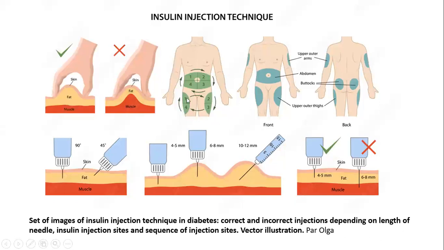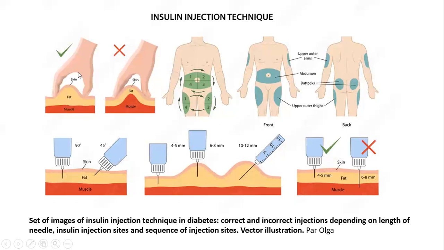On the lateral side of the thighs, again, you can number them so that you rotate the sides. You can also use the upper arms. Again, this is the outer side of the upper arm, and not in the deltoid and not below the elbow. You rotate the same way, like shown here. So those are the injection sites.